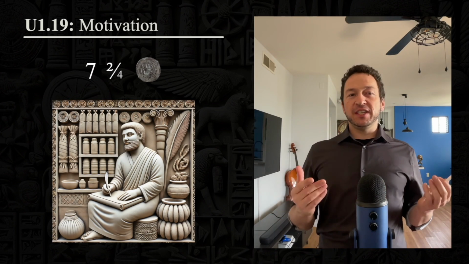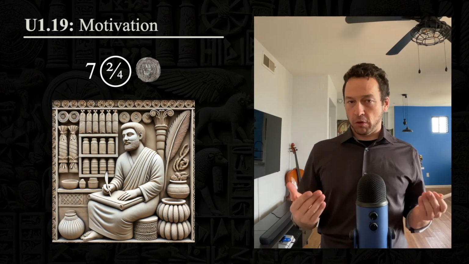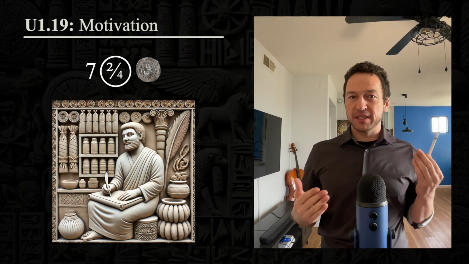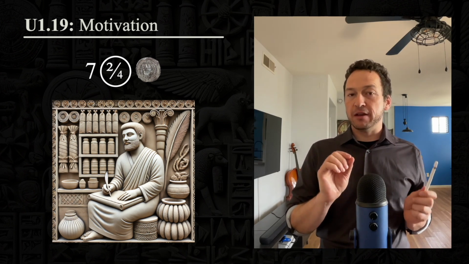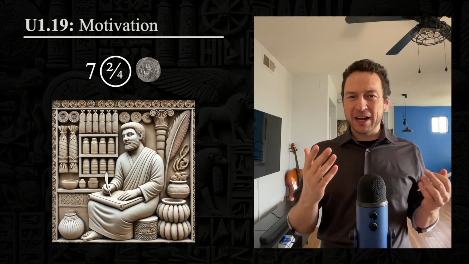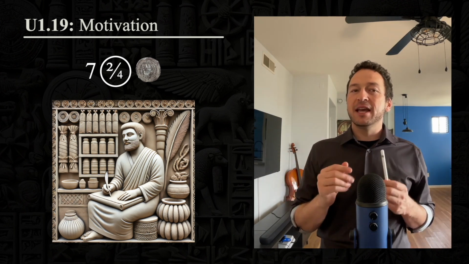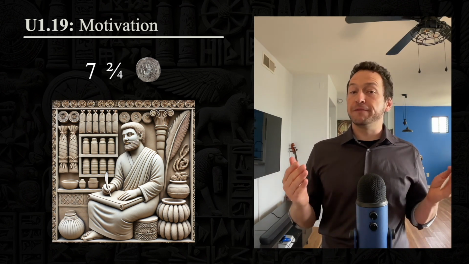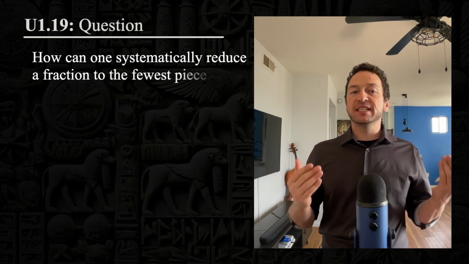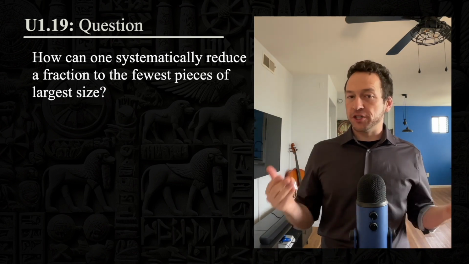Motivation. Bar sees that part of this price that he has is 2/4. Now, he knows from common sense that this is 1/2, but he wants a general method for converting larger fractions with larger numbers of units and smaller unit sizes into more simplified fractions. So this leads Bar to the following question. How can one systematically reduce a fraction to the fewest pieces of largest size?